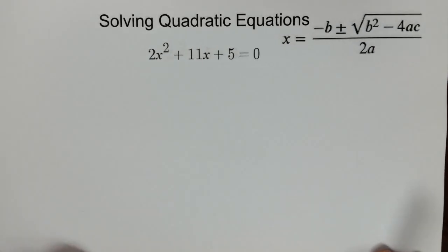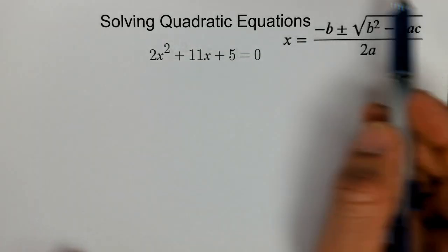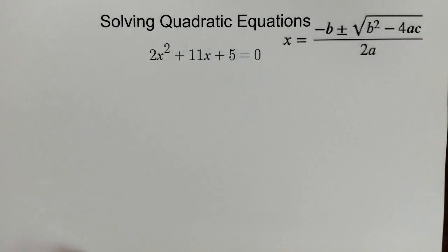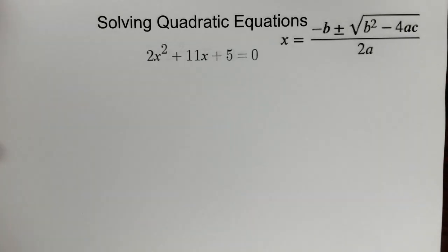So here we have a quadratic, right? We have 2x squared plus 11x plus 5. And I wrote the equation on the side so that you can have it as reference. You'll never have to memorize this, right? Our goal is to just apply formulas versus memorize formulas.